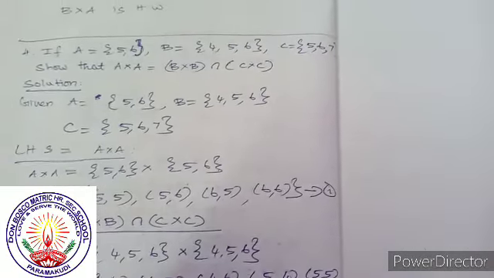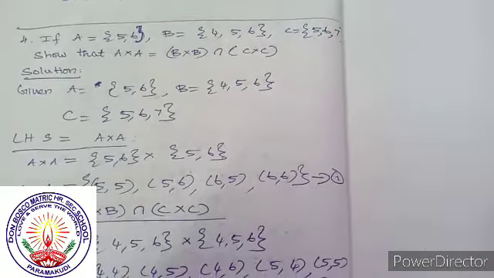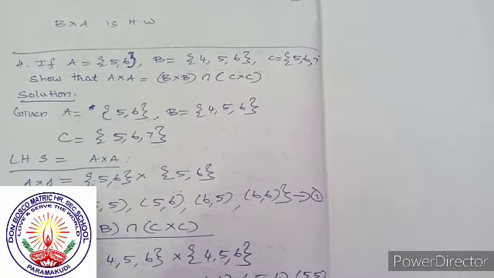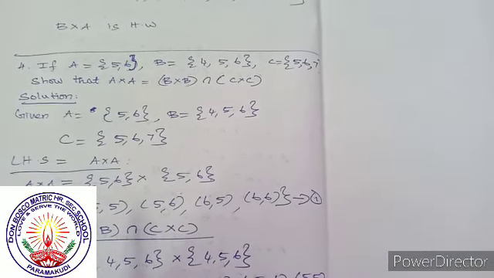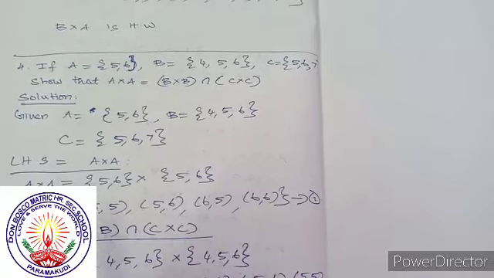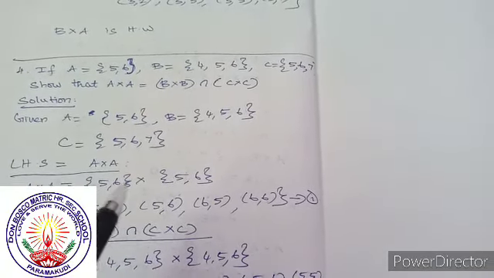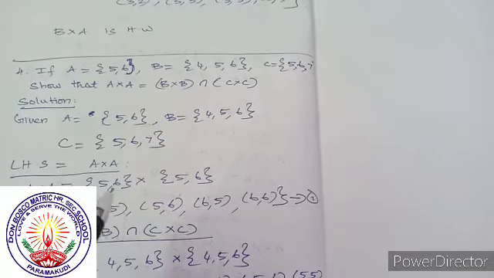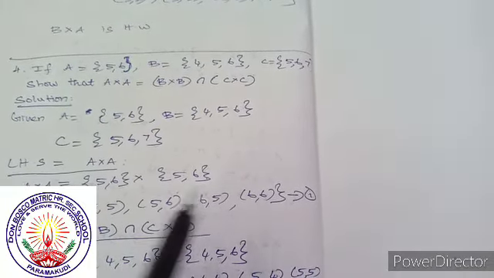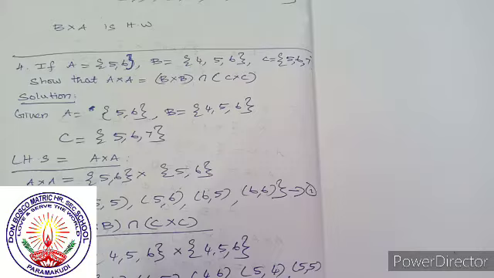To prove this, first take the left hand side. What is the left hand side? Left hand side is A cross A. A cross A is equal to first A. What is A? {5, 6}. Second set is also A. So {5, 6}. Take one element 5: (5, 5), (5, 6). Take another element 6: (6, 5), (6, 6). So how many elements in the set? 4. So it is called A cross A.